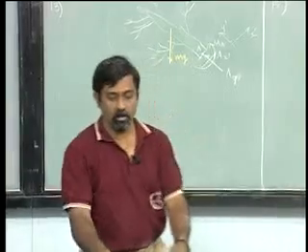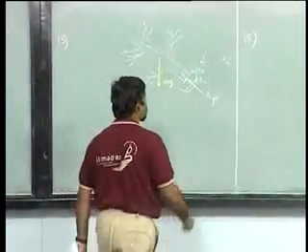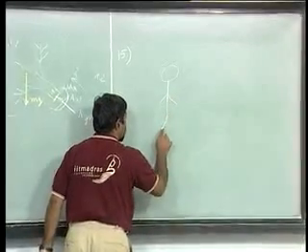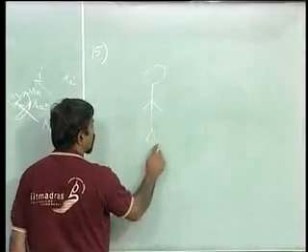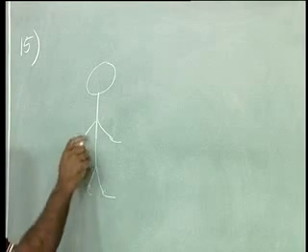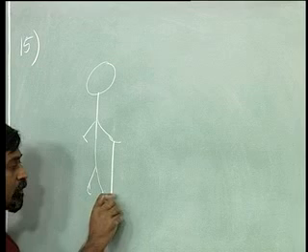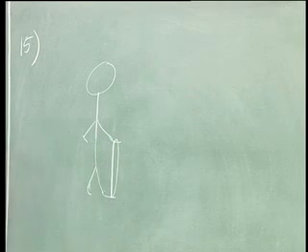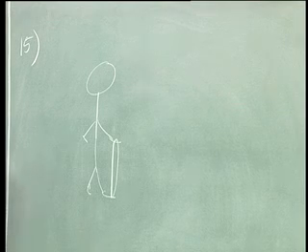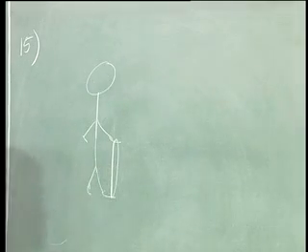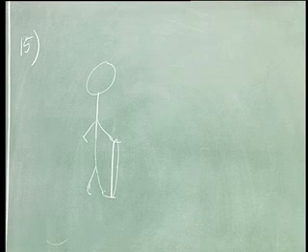So, let me just draw a crude diagram of this. Let us say this is the person. What is basically happening here is this person is holding this tube and pulling it. We need to draw the free body of this particular system, which contains the person as well as the bicycle loop. Okay.